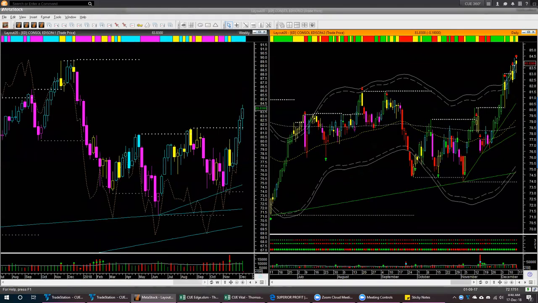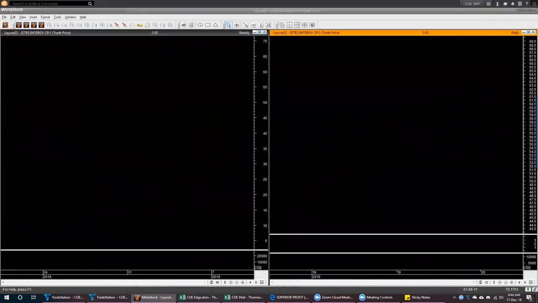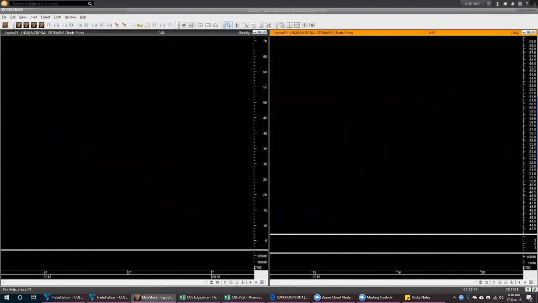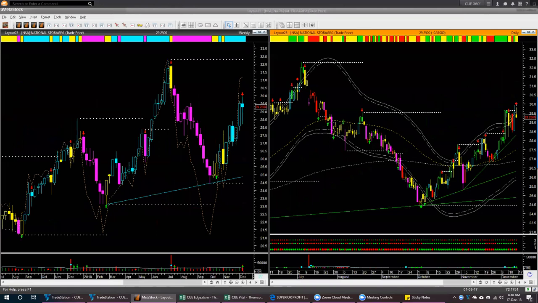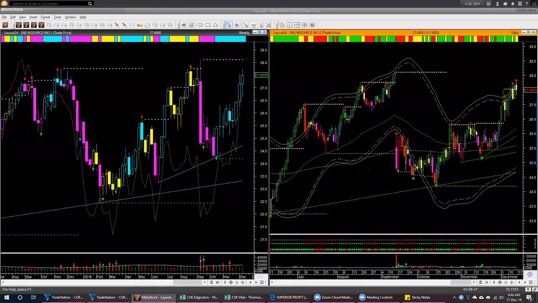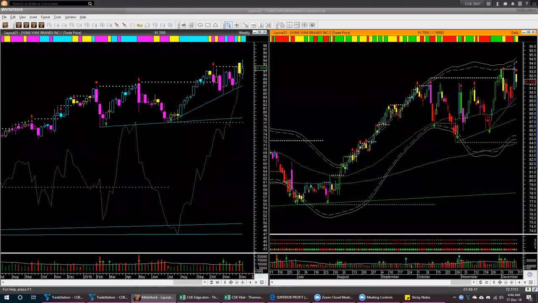ED, weekly, daily, none of the candle shapes allow us to take the trade. That is ED. Next one, ETR, again, the weekly color shape doesn't allow. NSA, weekly color shape doesn't allow us to take the short. NI, weekly color shape doesn't allow us to take the short. And UM, the last one, weekly color and shape doesn't allow us to take the short.